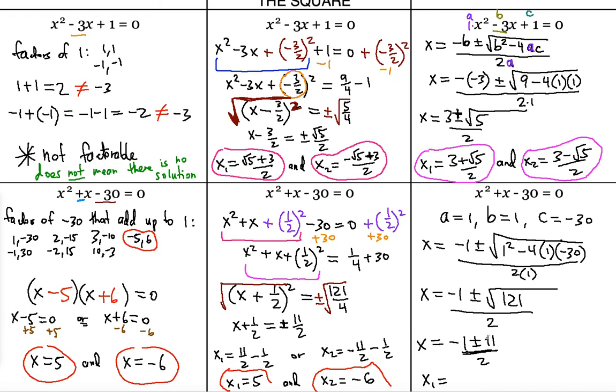x1 is equal to negative 1/2 plus 11/2. That's 10 over 2, which is 5. And the second solution is going to be negative 1/2 minus 11 over 2. That's negative 12 over 2, which is negative 6. Right? So that's good. So as you can see, 3 different methods.